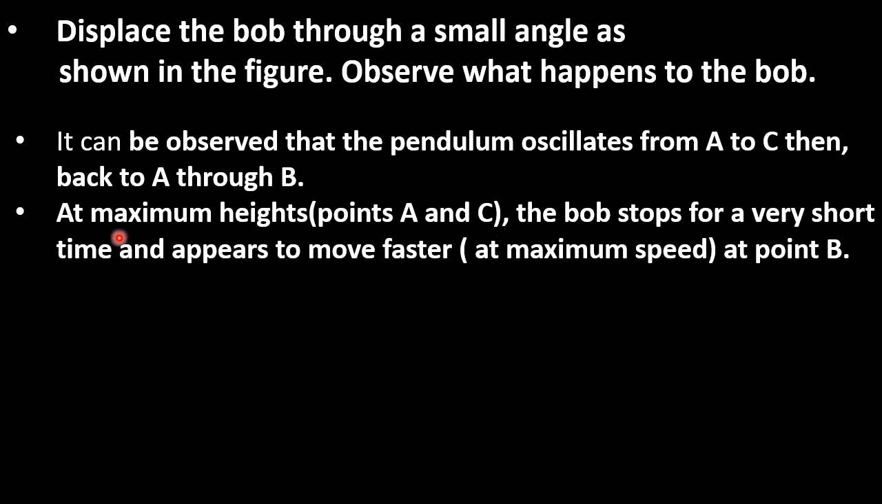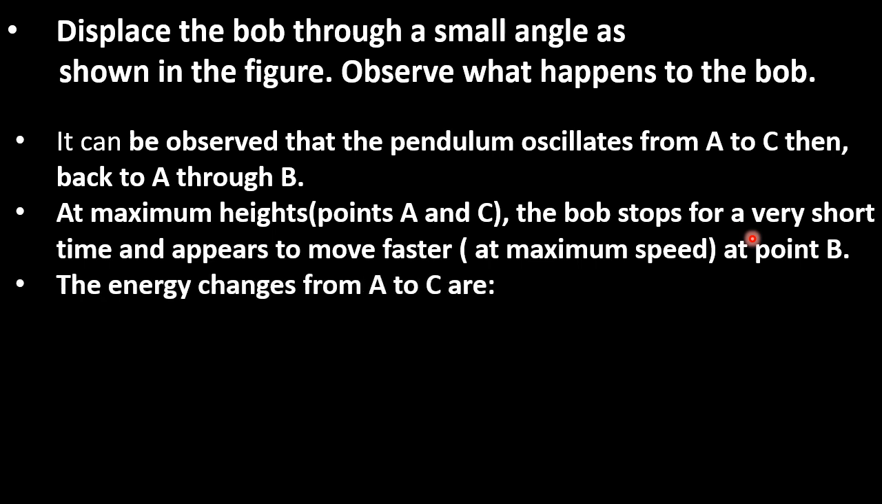So at maximum heights, which are the points A and C, the bulb stops for a very short time. It stops momentarily. Momentarily means for a very short time, and then it appears to move faster as it passes through point B. With reference to the diagram there, you can actually rewind and see what we are talking about.